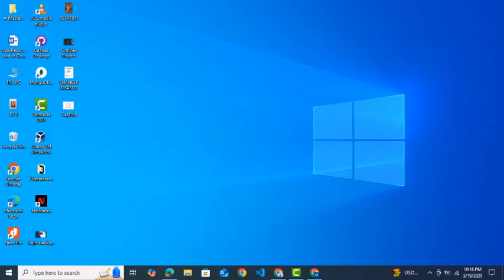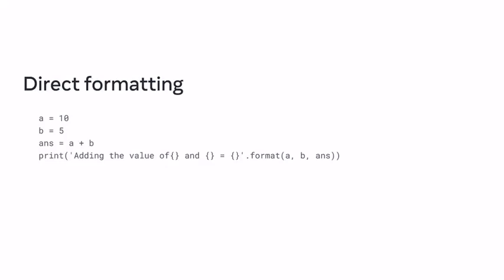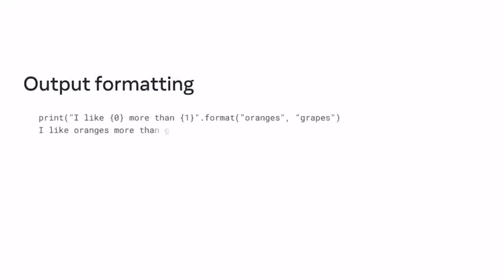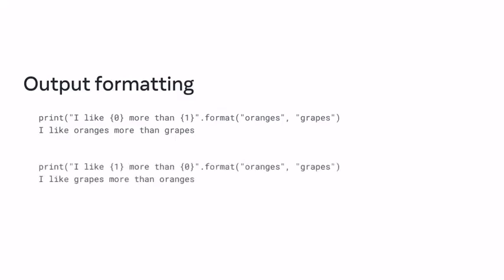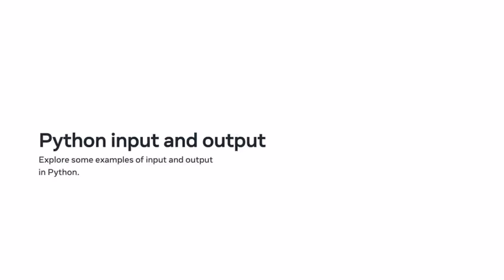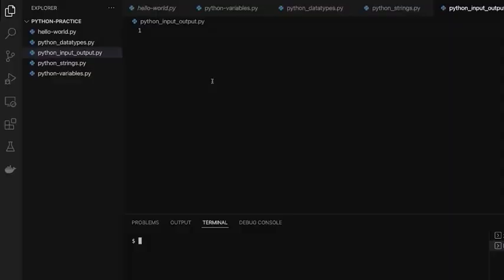Often while programming, you need to know the value of a variable and output it onto the screen. Python allows for direct formatting inside the print statement. You can also control the order by specifying the numbers inside the curly brackets. For example, if you print the same statements twice, but with a number switched, the outputs will differ.